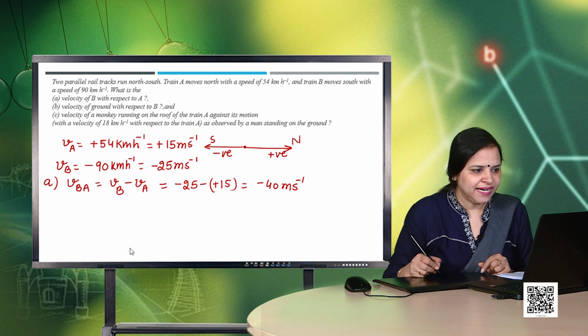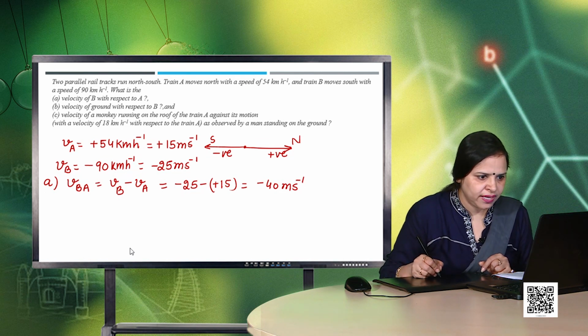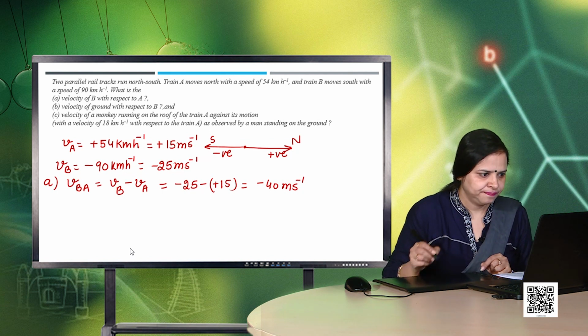So, how do we interpret this result? Since the velocity of B relative to A is minus 40 meters per second, it means that the velocity of B relative to A is 40 meters per second from north to south, that is, towards south.